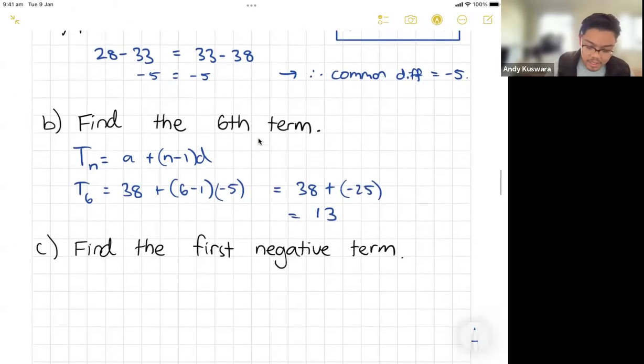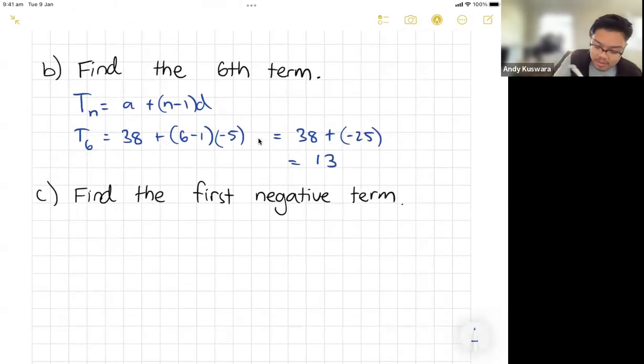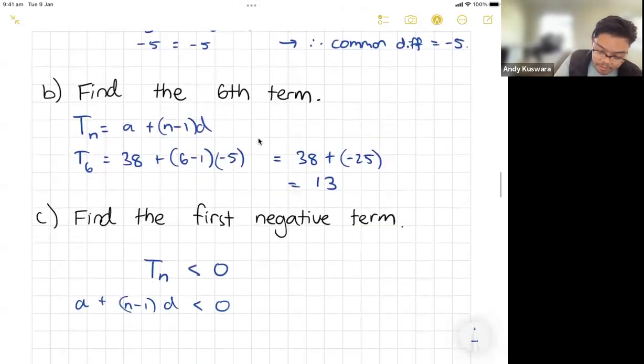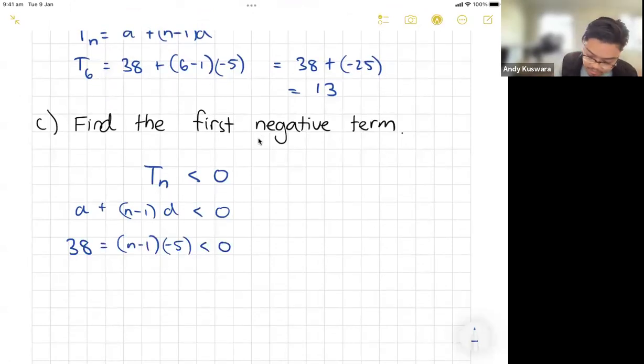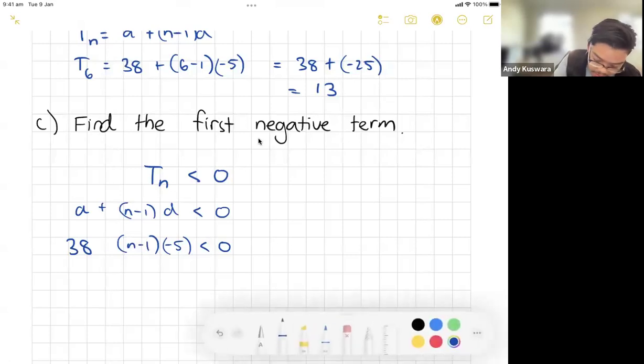To find the first negative term, again, you always use your Tn formula. In this case, we want Tn to be negative, which means I want Tn to be less than 0. So my formula is A plus (n minus 1)D, which should be less than 0. My first term for this series was 38. I don't know what n is because I don't know how many terms, but I know my common difference is minus 5. I'm sorry, I should have said 38 plus. I don't know why I wrote equals.